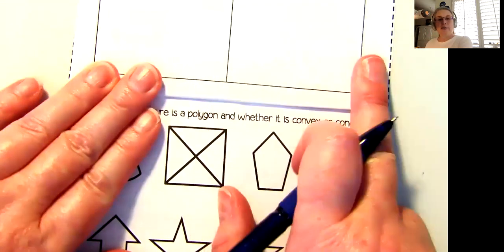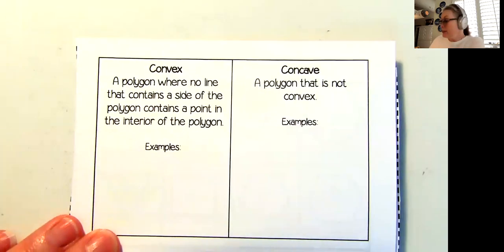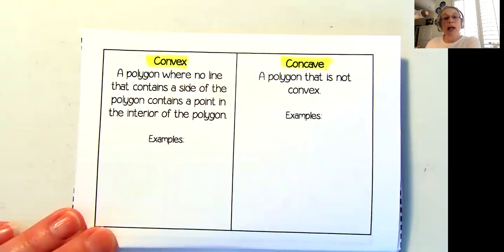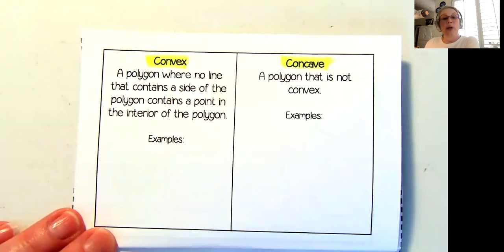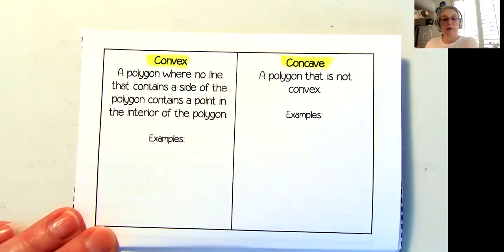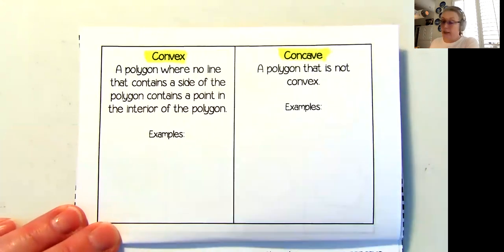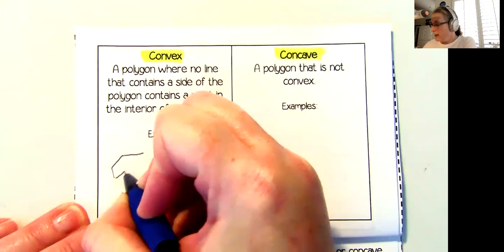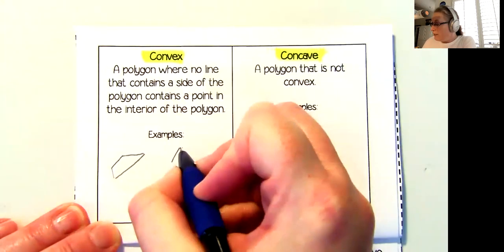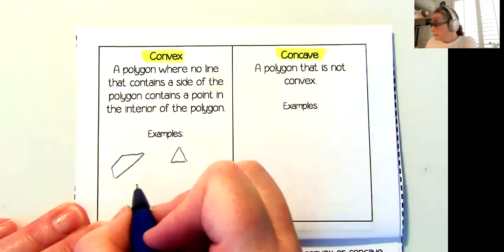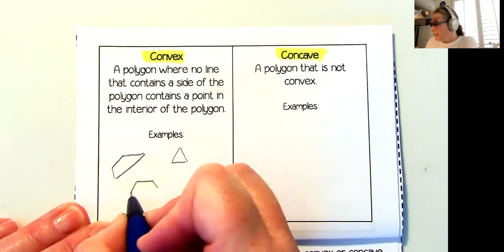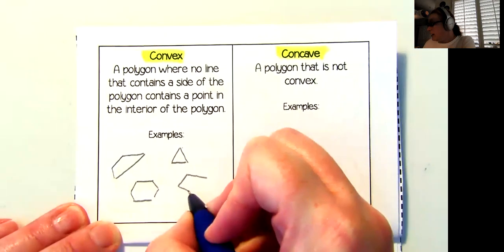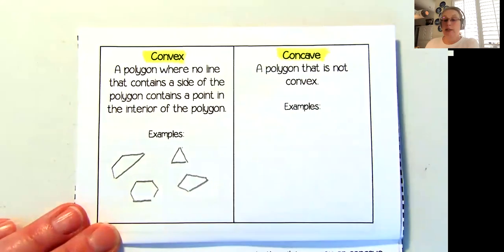We can also call them by whether they're convex or concave. A polygon where no line that contains a side of the polygon contains a point in the interior of the polygon is what we call a convex polygon. I'm going to draw some examples here. These are all convex. Triangle. And all the shapes on the other side, when we were giving them their general names, those were all convex.